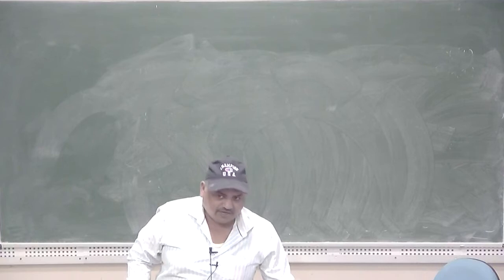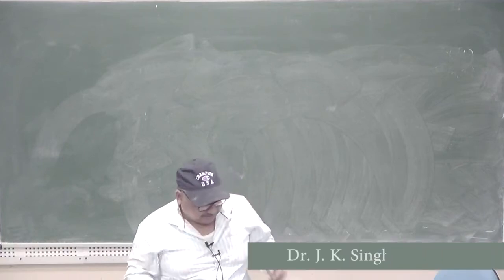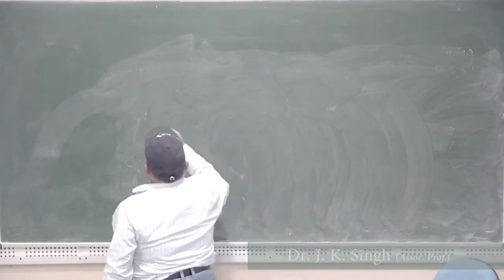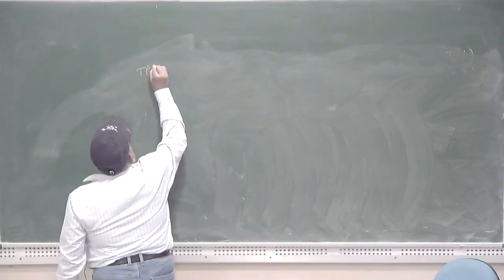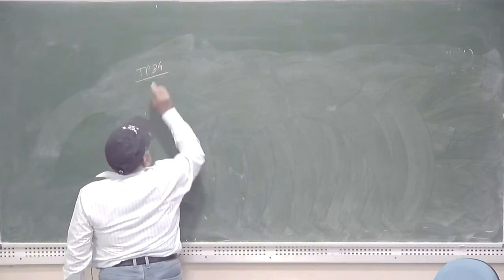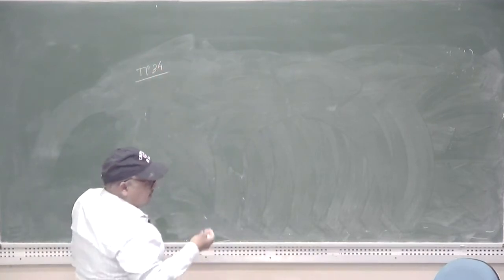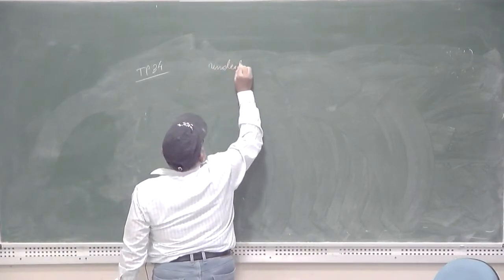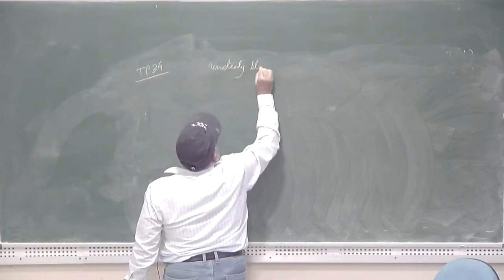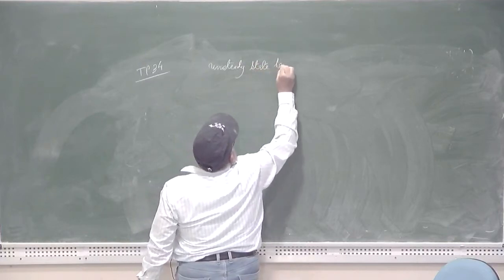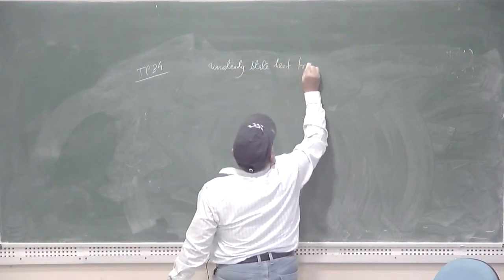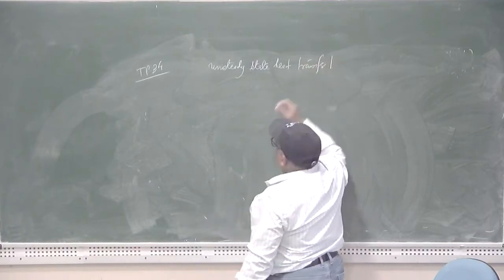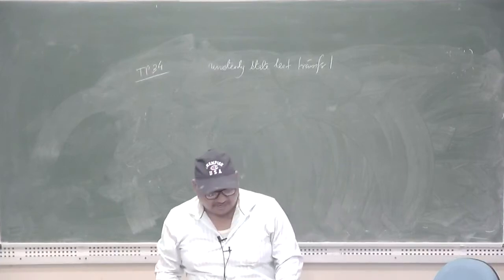So let us come to the next class, that is the unsteady state heat transfer. So this is your 34th class on transport phenomena. Unsteady state heat transfer. This is the first part of the unsteady state heat transfer.